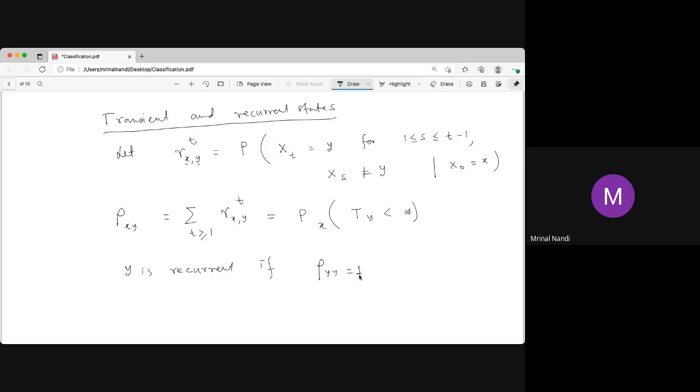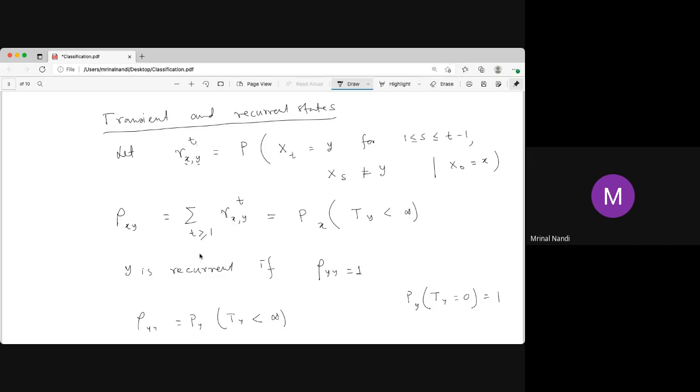What is the meaning of that? Rho yy equal to 1. What is rho yy? Rho yy means you start from y and reach again at y in a finite step. Remember, t is greater than or equal to 1. If t equal to 0, then obviously P_yy is 1. Starting from y, reaching y in 0 steps, it is obviously 1. So we just take t greater than or equal to 1. Remember that.